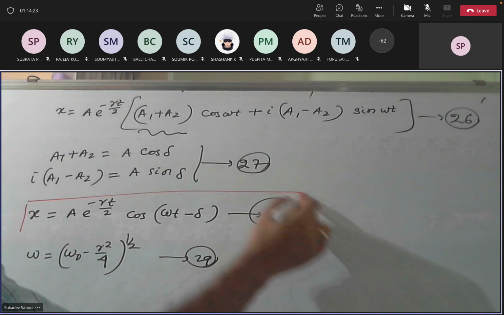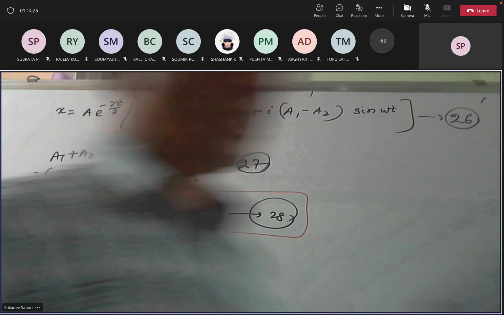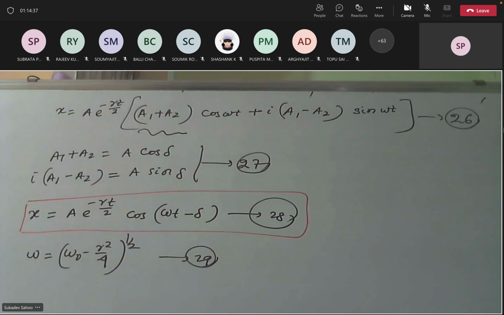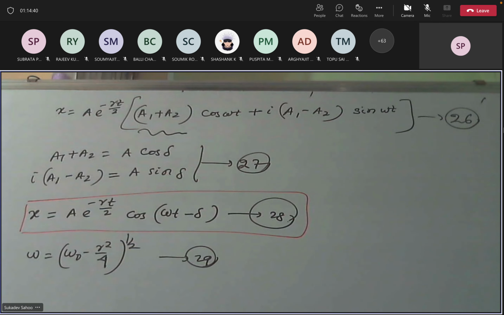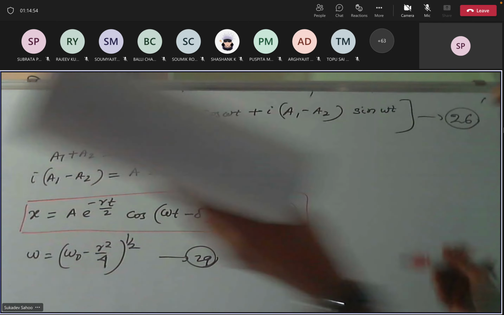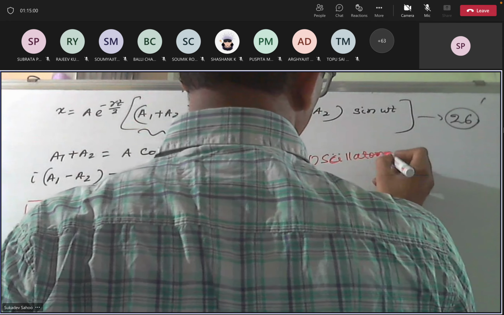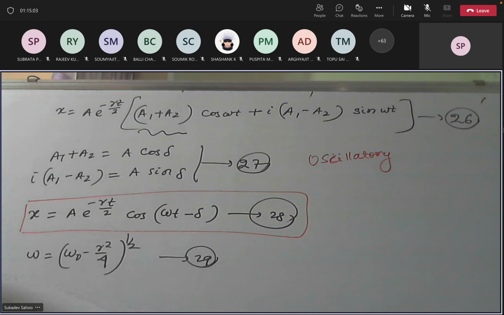Now you see, in case of a weakly damped oscillator, we obtain the displacement x equal to a e to the power minus gamma t by 2 cos (omega t minus delta). In the previous two cases, we got motion that is non-oscillatory. Here the motion is oscillatory due to the presence of a sine or cosine function. Clear to this point? It is oscillatory, whereas in the previous two cases it was non-oscillatory.